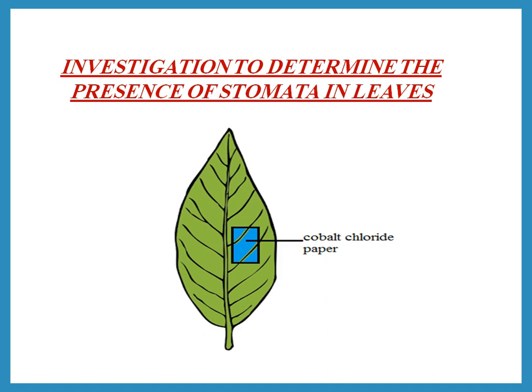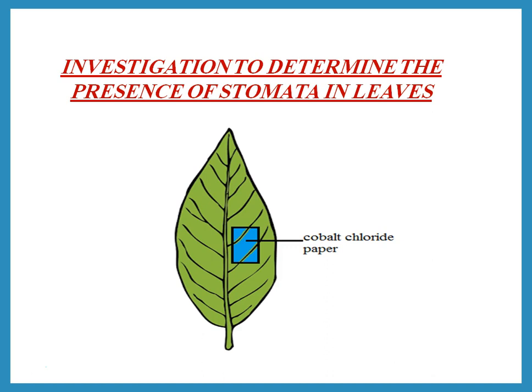Another experiment that we could talk about is something to determine where the stomata are, or to determine that water vapor comes out of the stomata. You should know that usually in the leaves, the stomata are present on the lower part of the leaf. So I can put a cobalt chloride paper on this side and on the other side of the leaf. And you should know that cobalt chloride is also a test for water.